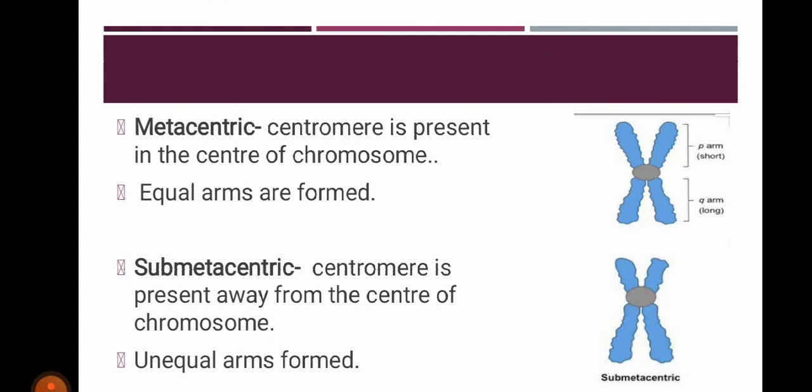Next are the metacentric and submetacentric types. In the case of the metacentric type, the centromere is present exactly in the center of the chromosome and equal arms are formed. In the structure you can see the centromere is present in the center, while in the case of the submetacentric, the centromere is slightly away from the center, slightly above or below the center, because of which unequal arms will be formed, the P arm and the Q arm.